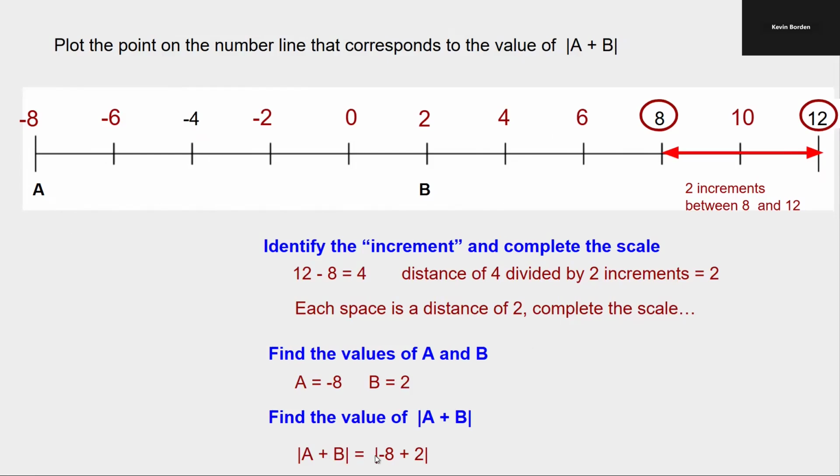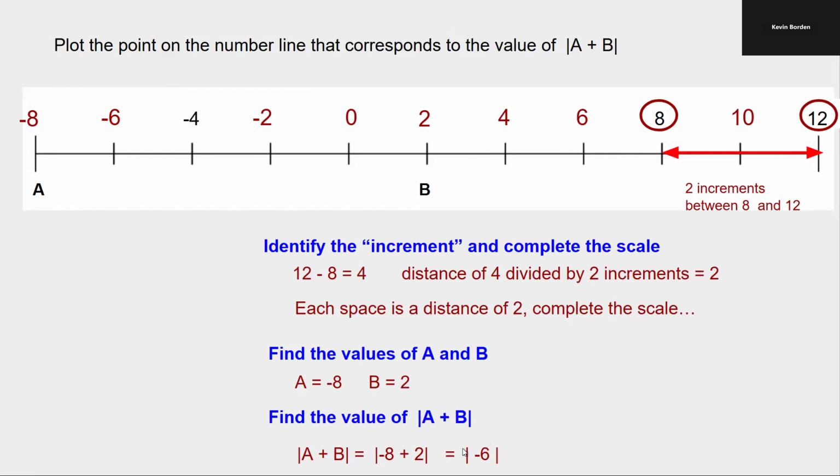We set that up. We use our straight lines to indicate absolute value. And what we need to do to solve this is to first simplify inside the absolute value symbols, just like we would with a parenthesis. And -8 plus 2 is -6.